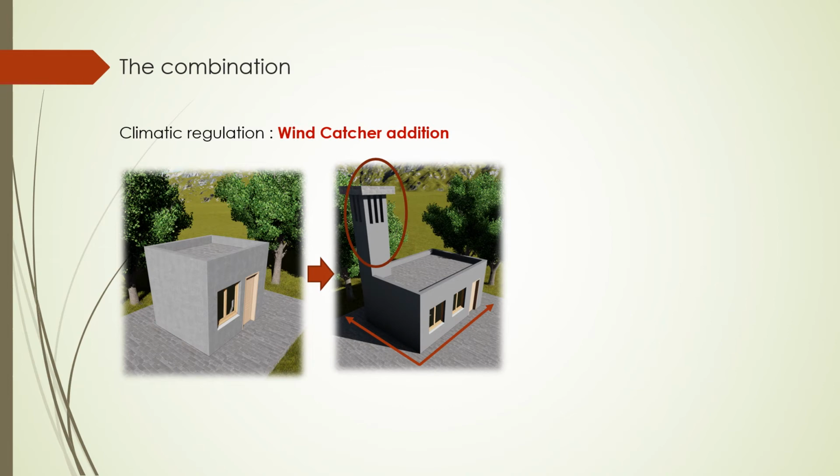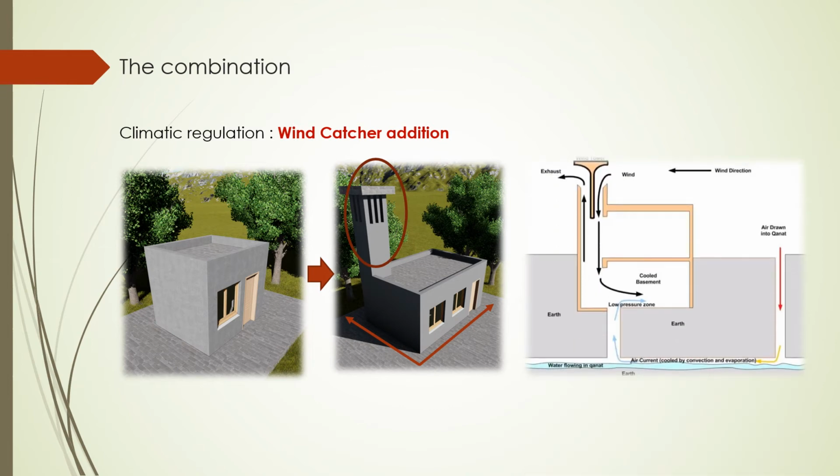How is it useful? The wind enters the space through the opening at high pressure and circulates in the room in order to get rid of hot air. There's also an opportunity that each unit could have a basement. In that case, it is cooled through the water by convection and evaporation.